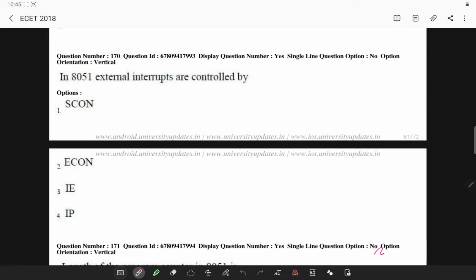Hi friends, today let's solve 2018 ESET questions related to microprocessor and microcontroller.